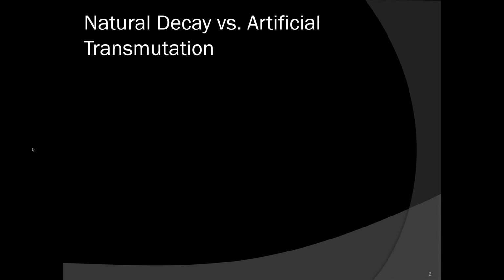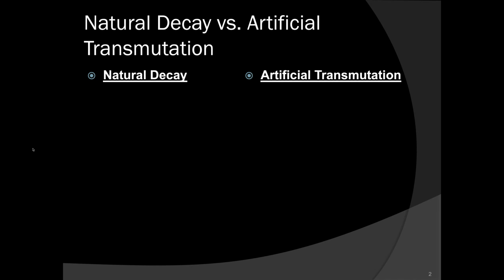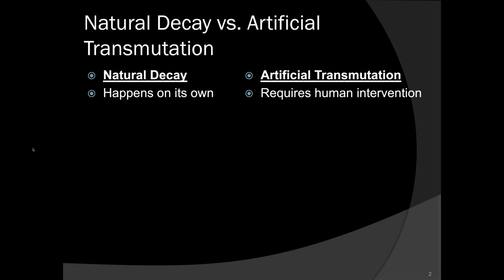Now, here's the difference between the two different kinds of radioactivity. First of all, we have natural decay, and then we have artificial transmutation. I think the words natural and artificial kind of speak for themselves. They're also called natural radioactivity and artificial radioactivity. Natural decay happens all on its own. We don't have to do anything to make it happen, it just happens by itself, whereas artificial transmutation doesn't happen without people.